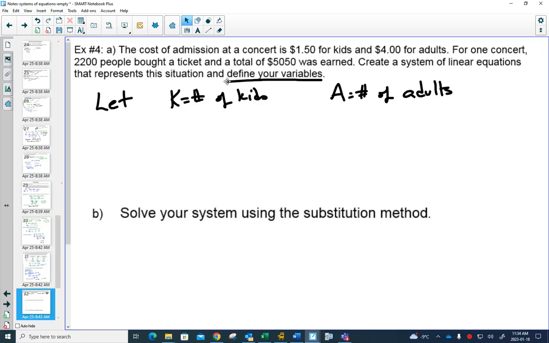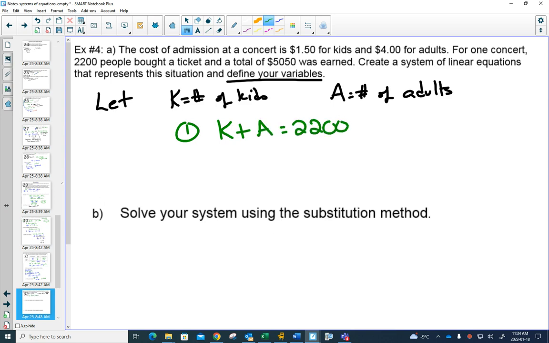All right, let's see how you did. If 2,200 people bought a ticket, the number of kids plus adults equals 2,200. And if $5,050 was earned, each kid is charged $1.50. Each adult is charged $4. There's your equation number 2. I put equation number 2 as number 1. It doesn't matter which you picked as 1 and which you picked as 2.